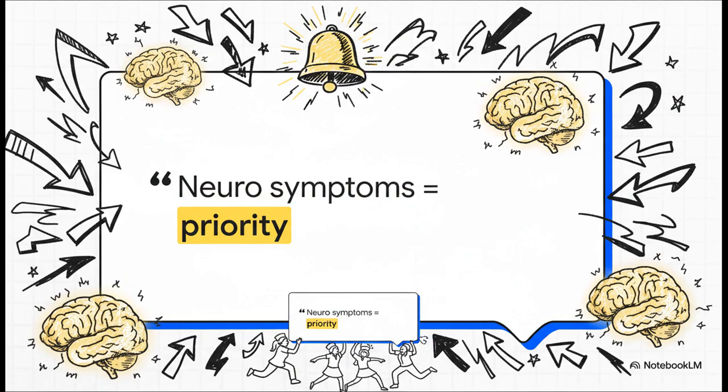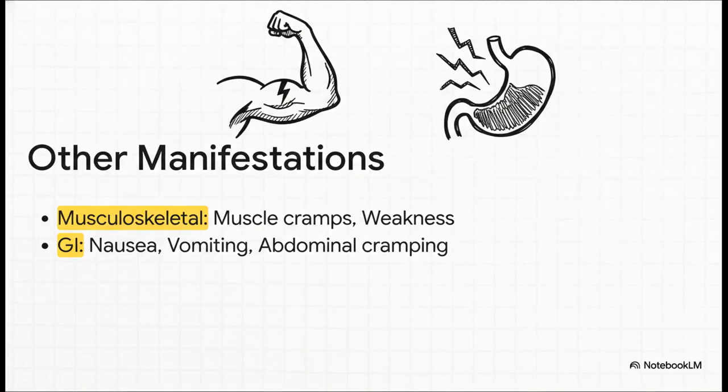I really cannot say this enough. When you see a patient with hyponatremia who has any kind of change in their neurostatus, that patient is your absolute number one priority, period. This is the most dangerous sign of the condition, and it demands your immediate attention. Now, of course, there are other symptoms. The sodium imbalance can definitely affect the muscles, causing cramps and weakness.